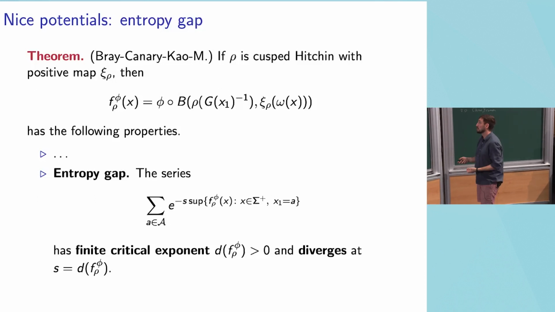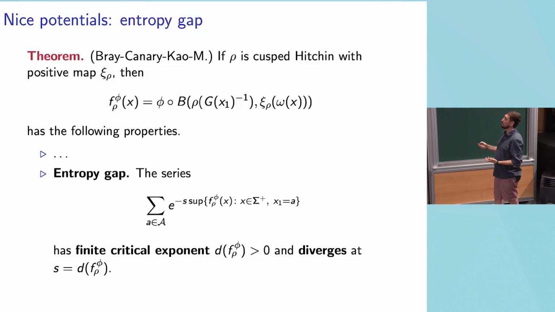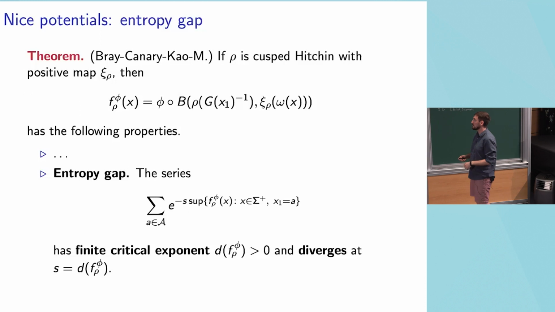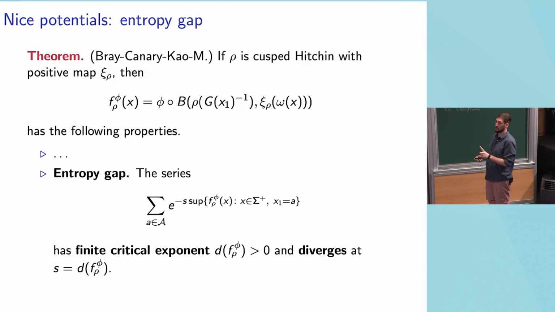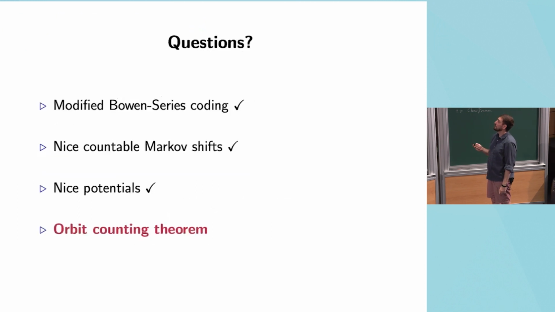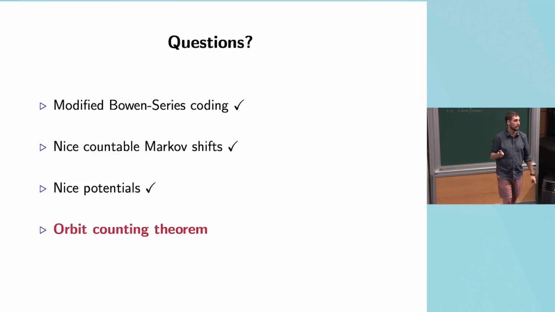Okay? So somehow, let me repeat, this complicated series is telling you that all the fun does not happen at the cusp, so you don't escape all the dynamics through the cusp. And you can encode this into finite critical exponent and divergence of the series. This is not the only entropy gap we have. There is a strong entropy gap and a weak entropy gap, but for today, this is the strong one. I said it all: nice countable Markov shifts, nice potentials. Questions?